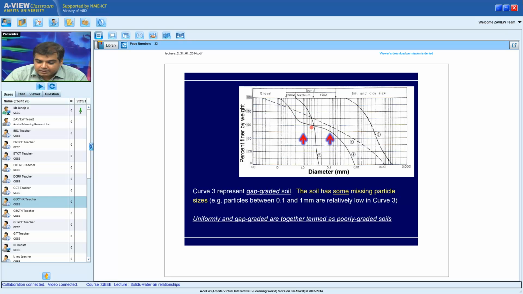Now the gap graded and the uniformly graded together are called poorly graded. It's important to remember both soils are called poorly graded. Compare this to the broken line, which is well graded. A well graded soil would have better interlocking. So better interlocking would mean, again, the mechanical behavior or the shear strength is bound to be better.